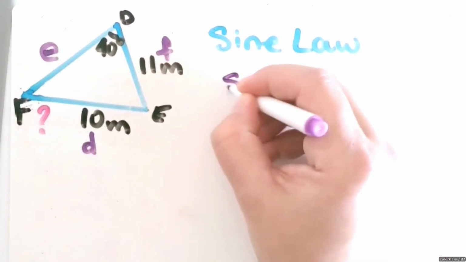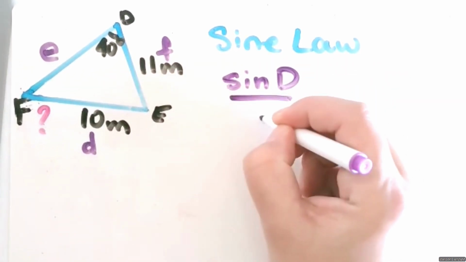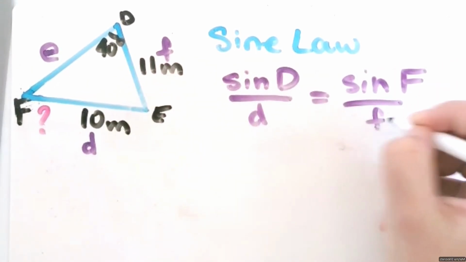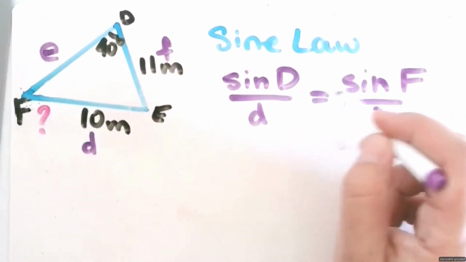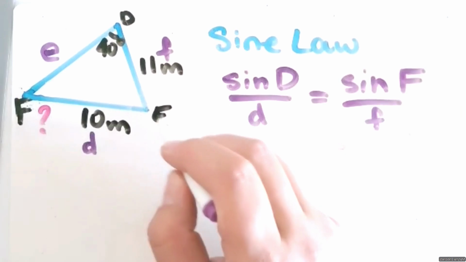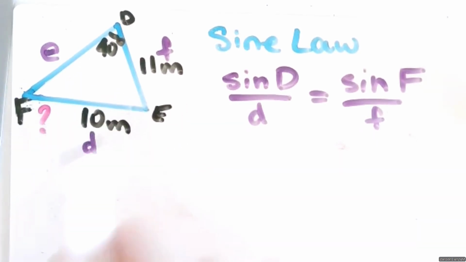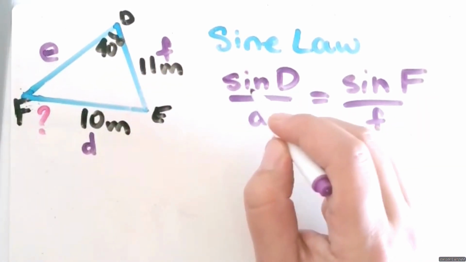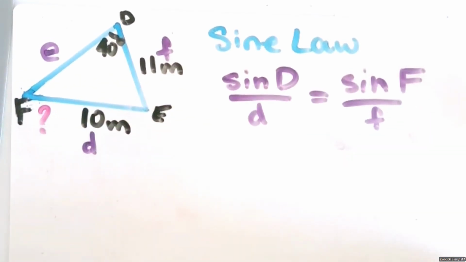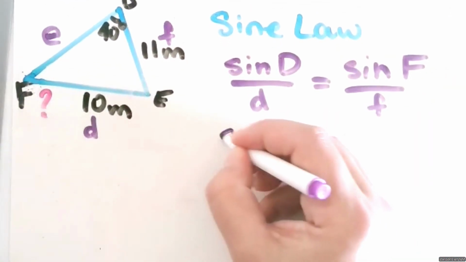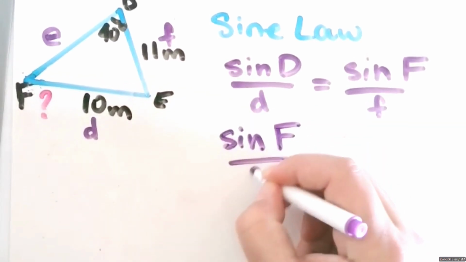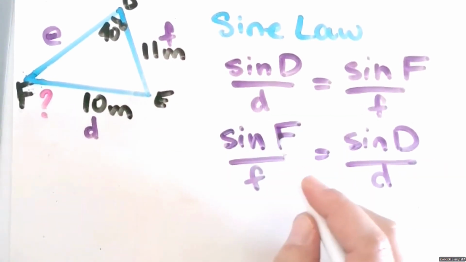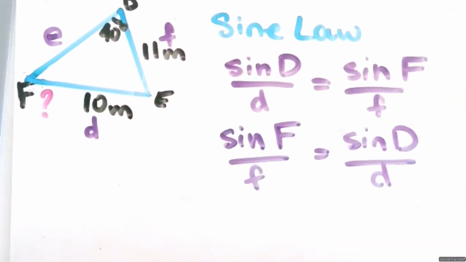I'm just going to set it up as sine of D over side length d is equal to sine of F over little f. Now, in the past, I would have also written sine of E over little e, but I'm not going to use those because I don't have the angle or the side, so that's useless information. Actually, what I should have done is written it as sine of F over little f is equal to sine of D over little d, because I generally like to have my unknown on the left side.